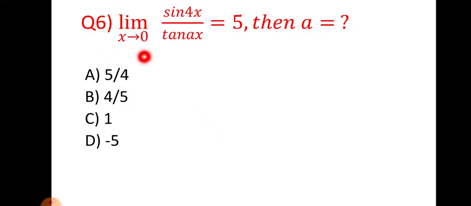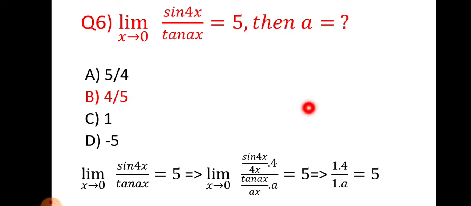If limit x tends to 0, sin 4x divided by 10ax is equal to 5, then a is equal to what? In this case, we can solve this question like this.